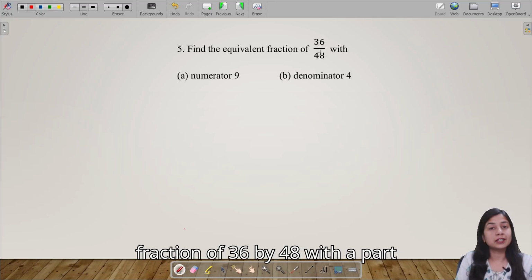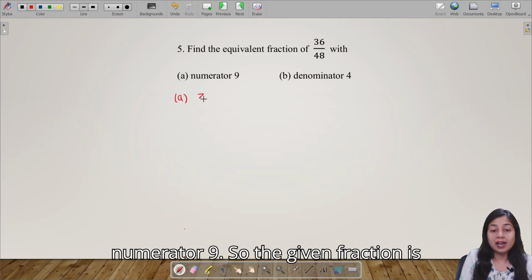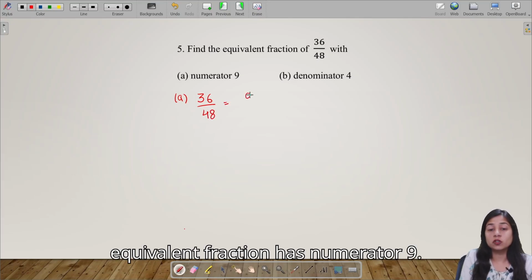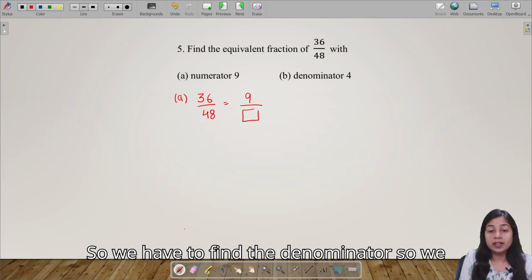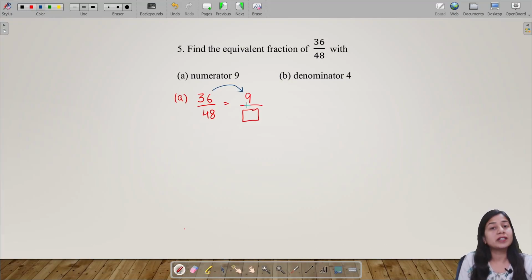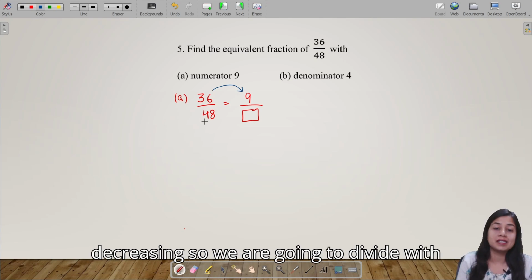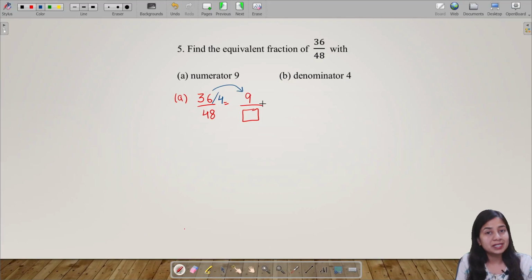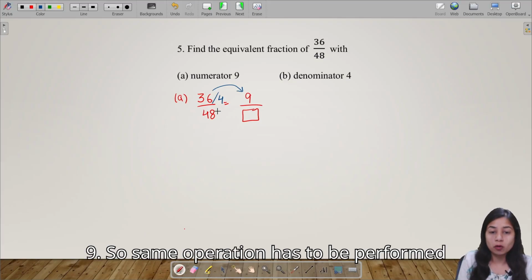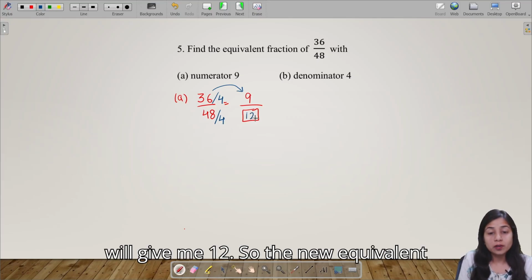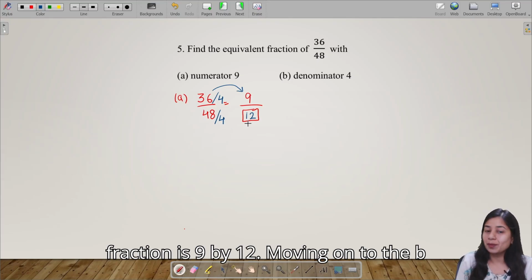Find the equivalent fraction of 36 by 48 with A part numerator 9. So the given fraction is 36 by 48 and the new equivalent fraction has numerator 9. So we have to find the denominator. We can clearly see that the new equivalent fraction is smaller. The value is decreasing. So we are going to divide by 4. 36 divided by 4 gives us 9. So the same operation has to be performed with the denominator. So 48 divided by 4 will give me 12.